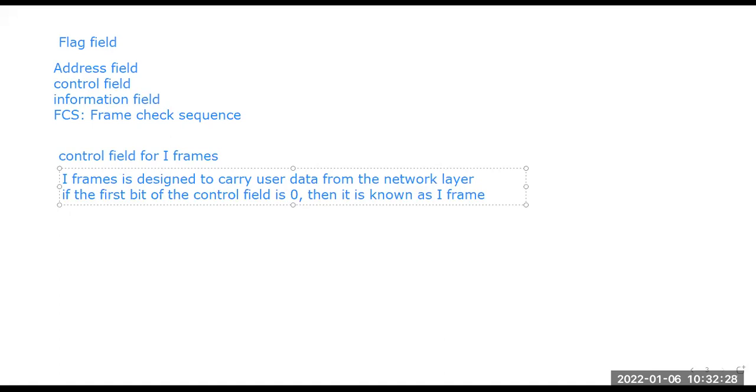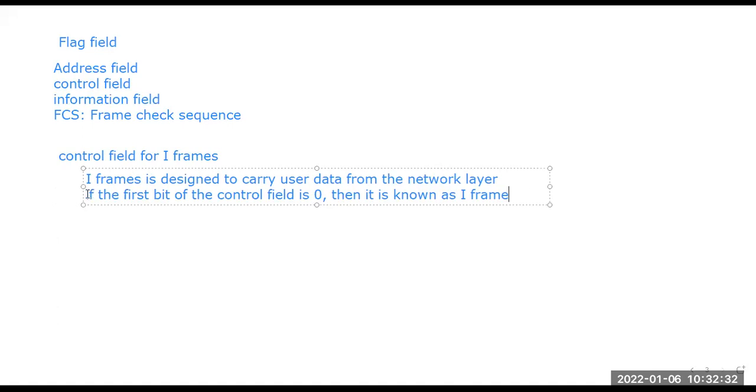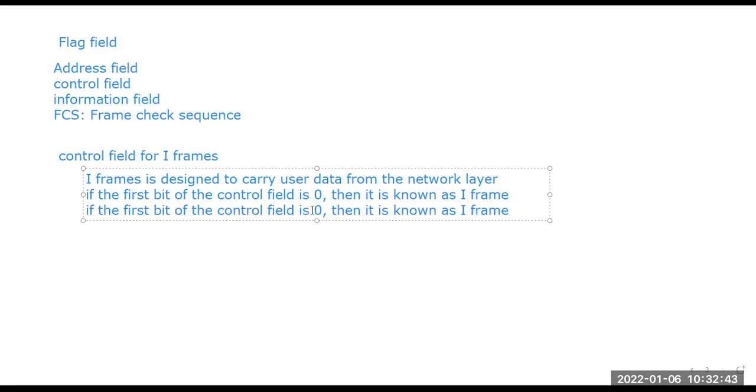So if the first two bits of the control field start with 1 0, then it is known as S frame.